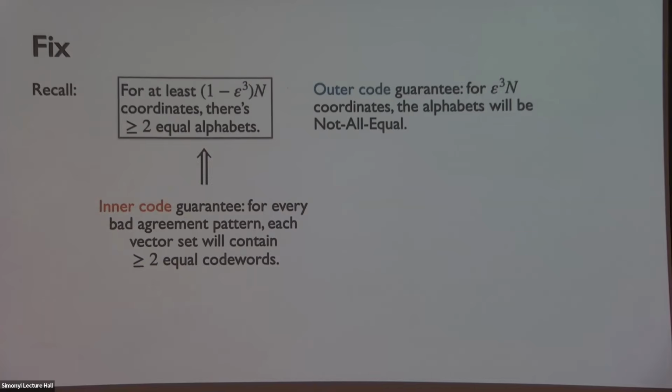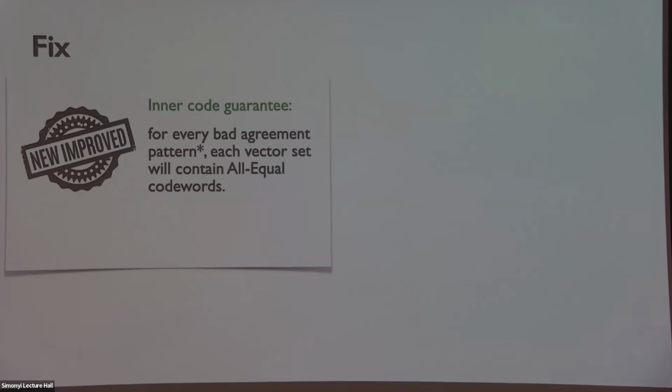Question is, can we do it? So our answer is yes, you can do it. The inner code guarantees that for every bad agreement pattern, you want every vector set to contain all equal code words. Put a star here. It's not technically correct, but for understanding, I'll just keep it like this. This is the new improved guarantee, and this is the crux of our main result. We prove that such good inner codes exist with this probably stronger guarantee.